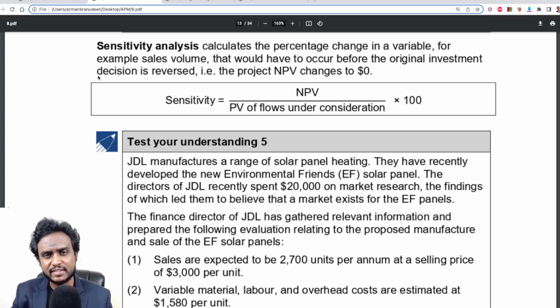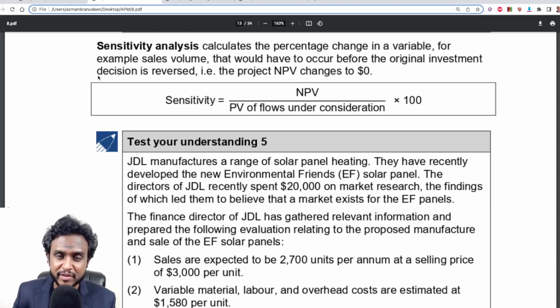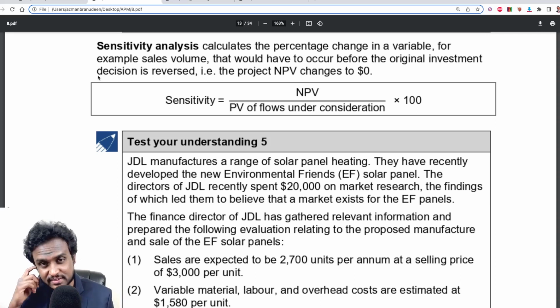So we could calculate the sensitivity of revenue. And if the sensitivity is something like, let's say 20%, what it means is that if revenue changes by 20%, or in revenue's case, if revenue falls by 20%, then the NPV will become zero, or it will change sides. It will become zero, or it will become negative.